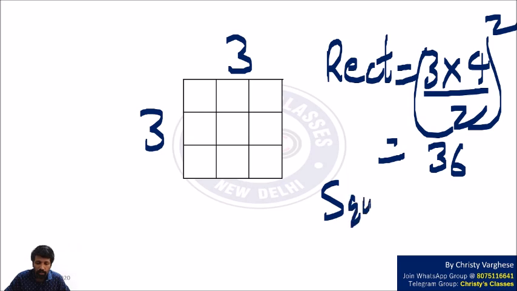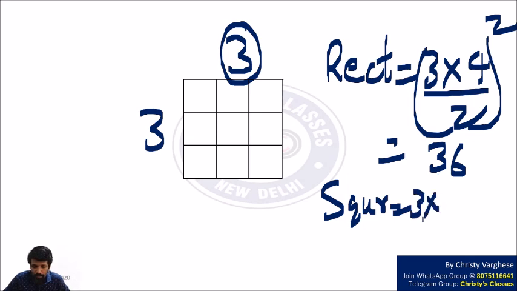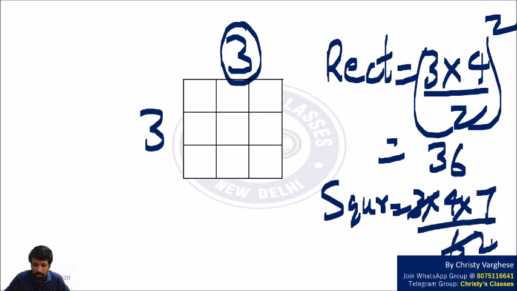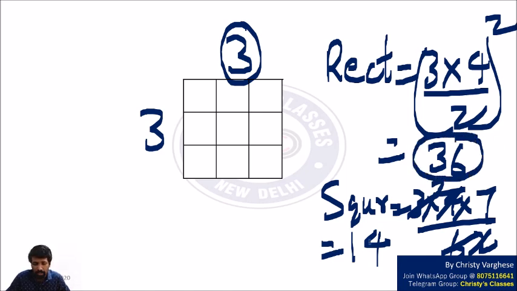And squares, how many? n into n plus 1 into 2n plus 1 by 6. N is 3. 3 into n plus 1, 4 into 2 into n plus 1, 2 into 3, 6 plus 1, 7 by 6. 6 and 3 cancel to get 2, 2 and 4 cancel to get 2. So the square number will be 14. So if the question is asking for the total rectangles possible, 36 is the answer.